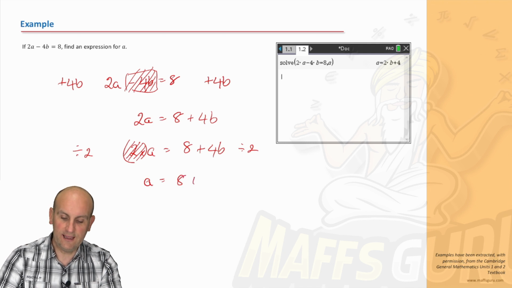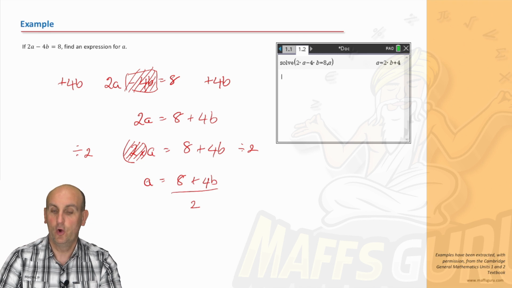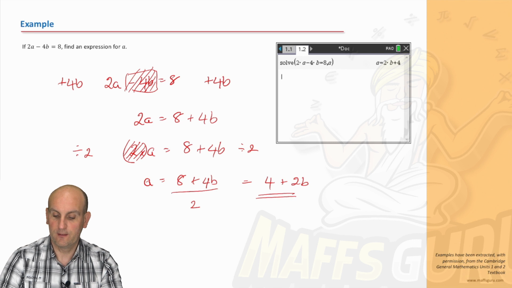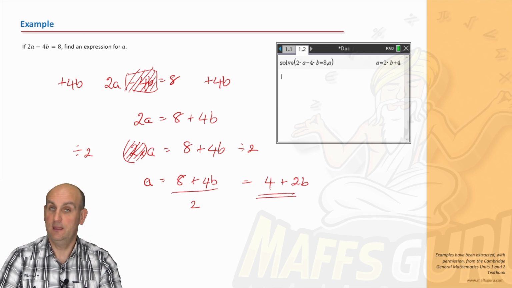Well, you can write 8 plus 4b, all divided by 2, or you can divide each of those terms by 2, but you must divide all of those by 2. So if I think about it, 8 divided by 2 is 4, and 4b divided by 2 is actually 2b. All right, so 4 plus 2b is my answer.